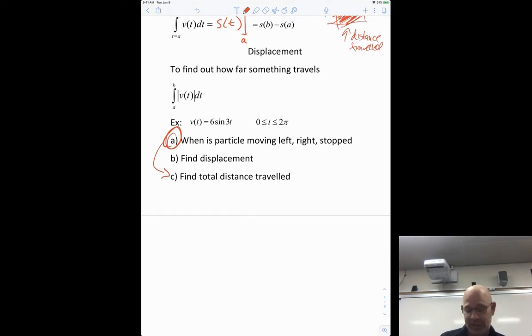Displacement is the easier thing to do, because all I've got to do is integrate from 0 to 2 pi. So this is displacement right now. This is the easier part. I just integrate the velocity. It's all I've got to do to get displacement. It's the easiest one to do.